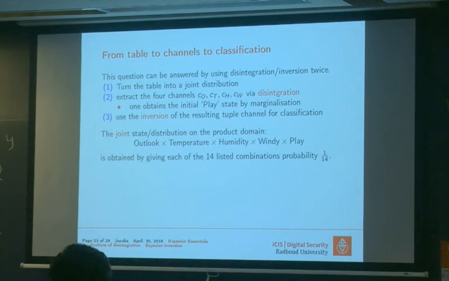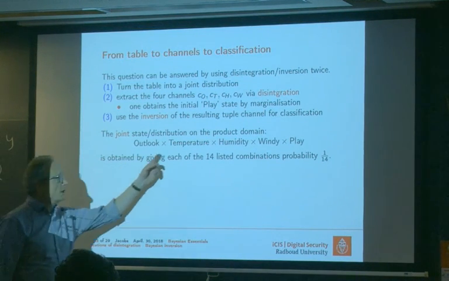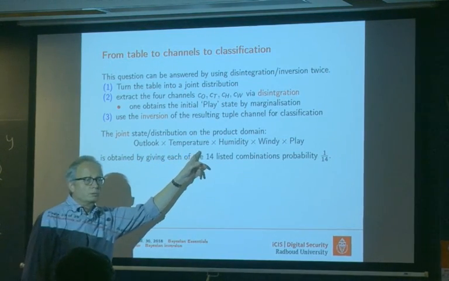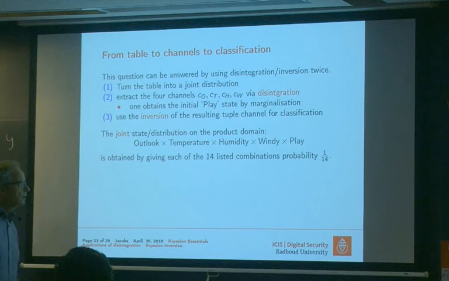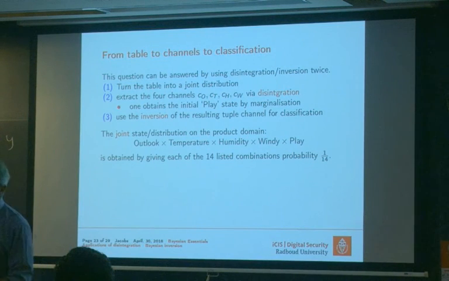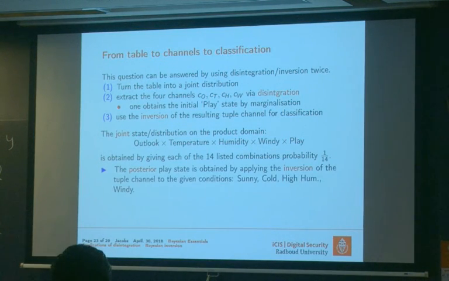So the joint distribution, you take it on this product state of outlook, temperature, etc. These have three elements, temperature, I don't know, 2, etc. You get a big Cartesian product. And each of the listed combinations, you give a 1/14th probability, because there were 14 occurrences, so you give a uniform distribution. So you have a joint distribution, you extract these 4 channels out of it, and then you go about calculating your inversion with these inputs. Again, we have some tools for doing this, because by hand it's a pain.